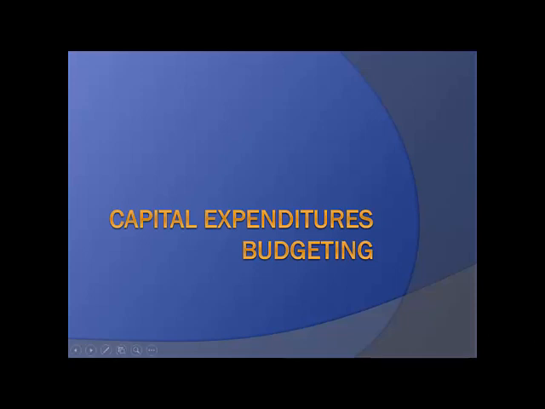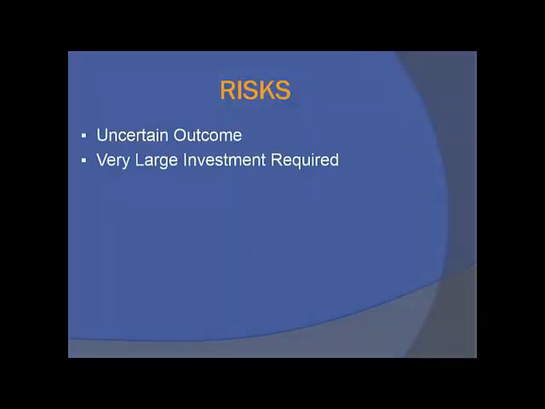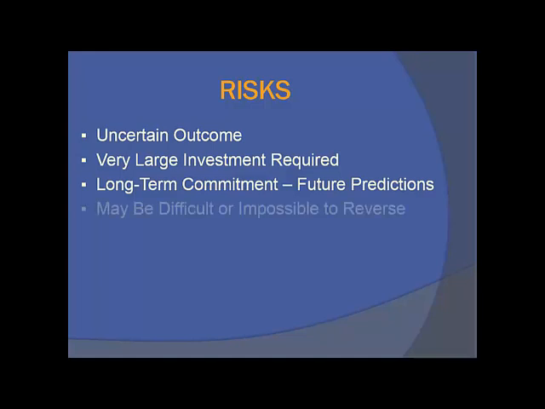Budgeting for capital expenditures involves extremely large amounts of money. So there's a tremendous amount of risk involved. There are uncertain outcomes. There are very large investments. We're talking about those plant assets and possibly natural resources, things along those lines. These are long-term commitments based on future predictions, and it may be difficult or impossible to reverse once we've entered into those agreements if it turns out to be a bad investment.